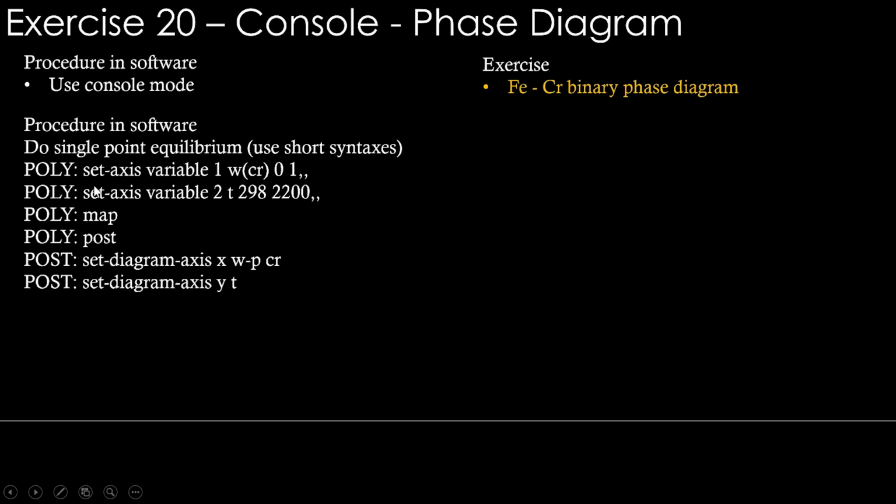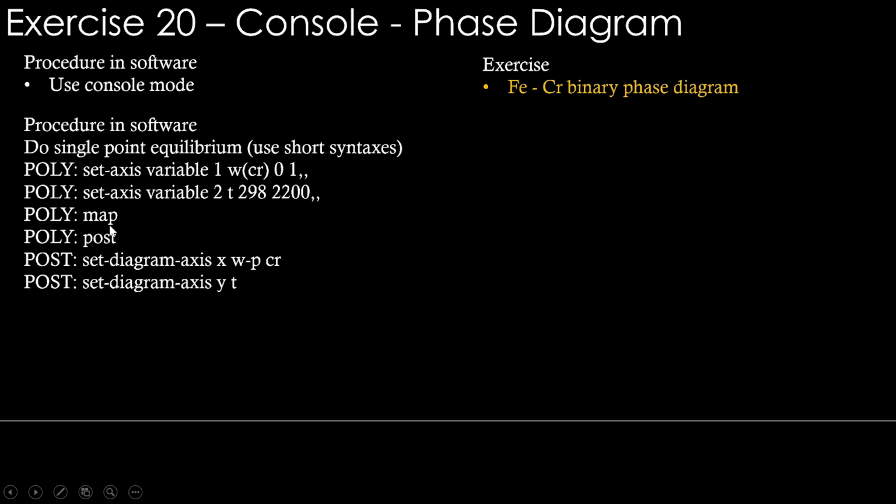And this set axis variable 2 is going to be temperature, the small t or capital T, both are temperature, and the temperature range is given here. Once we set two axis variables, which is 1, which is 2, doesn't matter, we can do mapping.